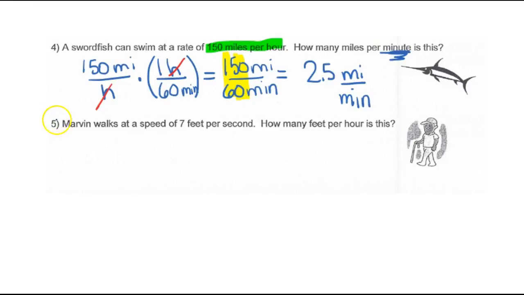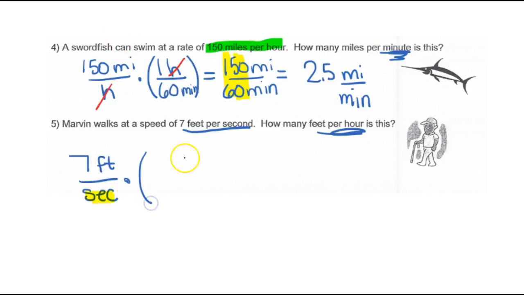And number 5, Marvin walks at a speed of 7 feet per second. This is my rate right here. I'm going to write 7 feet per second. How many feet per hour is this? So I'm looking to change these seconds into hours.